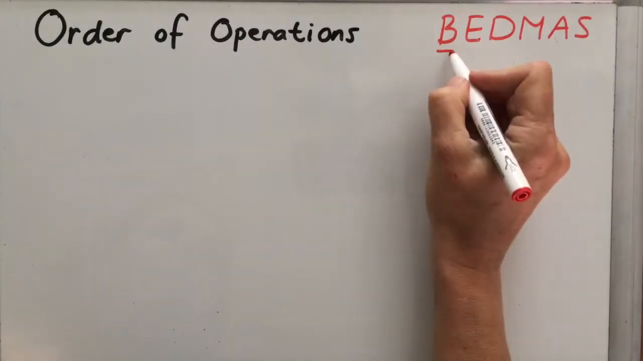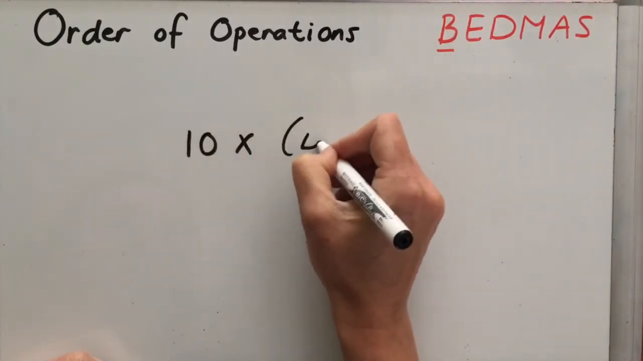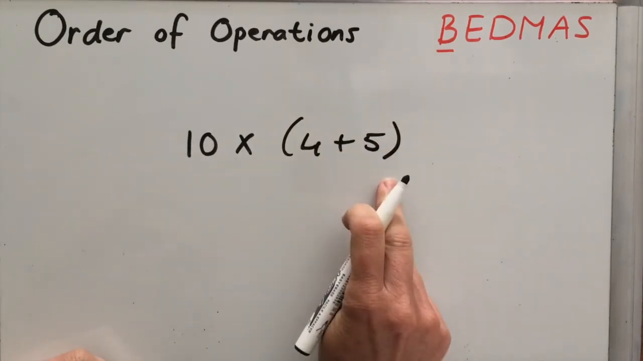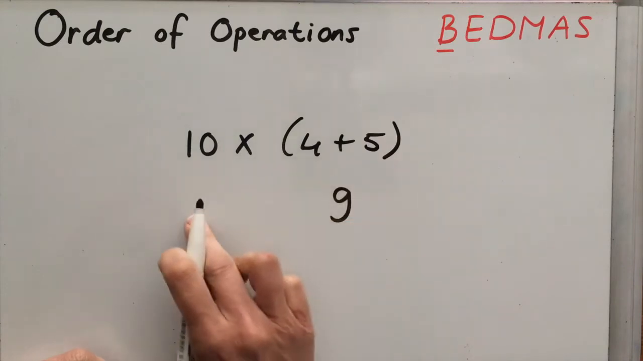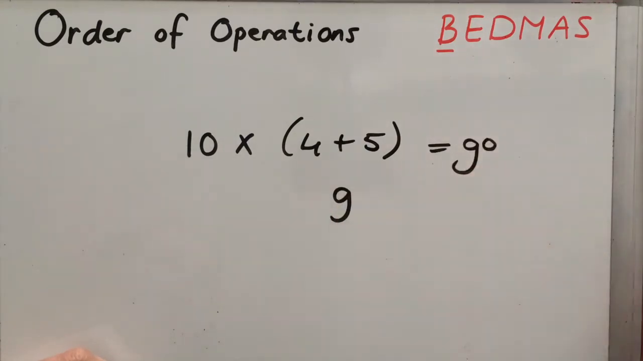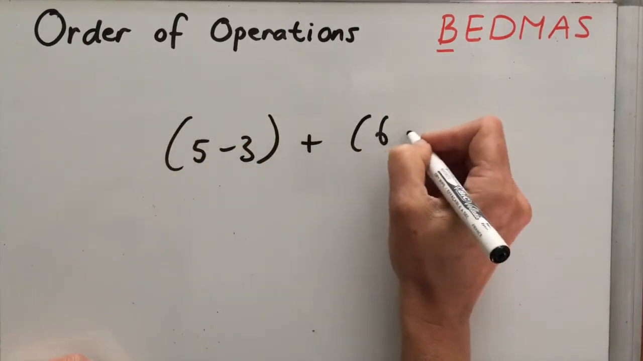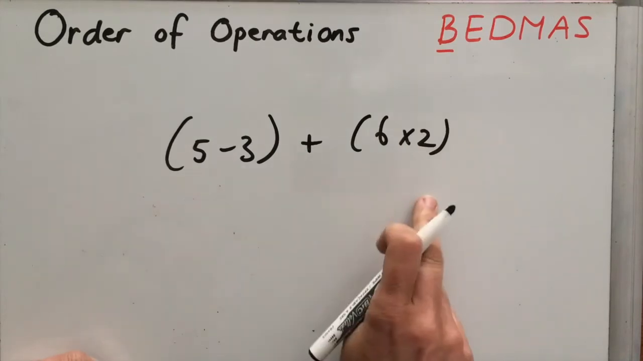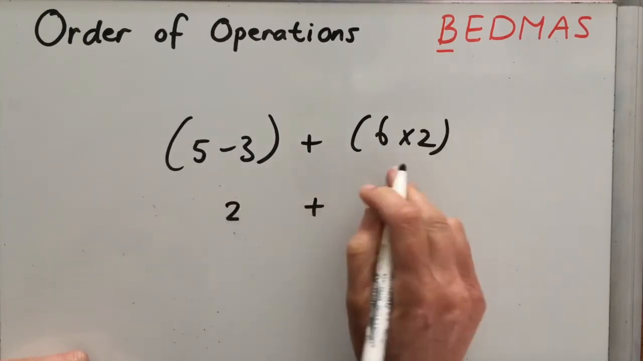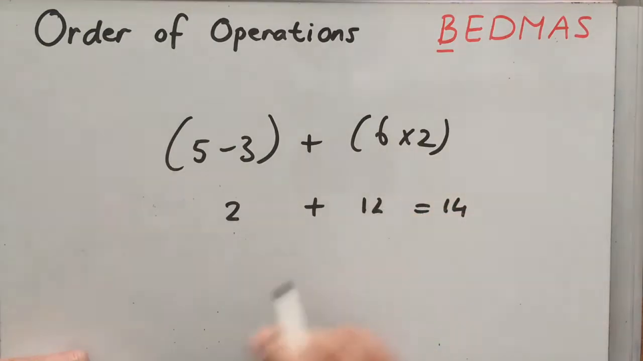So brackets. Look at this problem. I will first solve what's in between brackets. 4 plus 5 equals 9. And now my problem is 10 times 9, and the answer will be 90. I will first solve my problems in between the brackets. 5 minus 3 is 2, and 6 times 2 is 12, and my answer is 14.